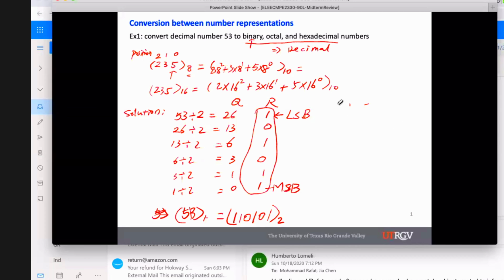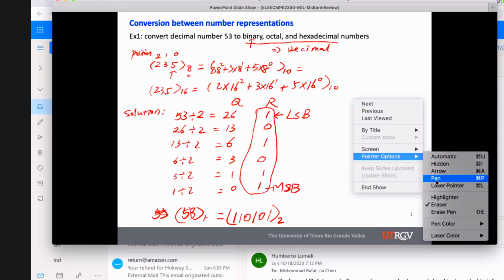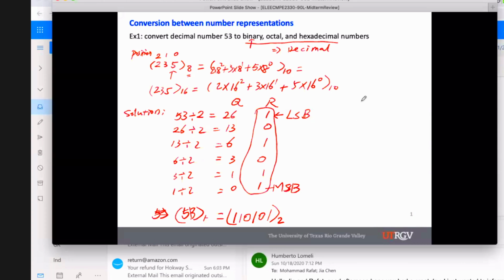You can do the similar thing to get octal and hexadecimal number representations. But the easier way, it's a matter of habit. If you like that, you can use that way, like 15.3 over 8 equals to. Okay, and you forget about this part. And then you can convert binary to octal number.